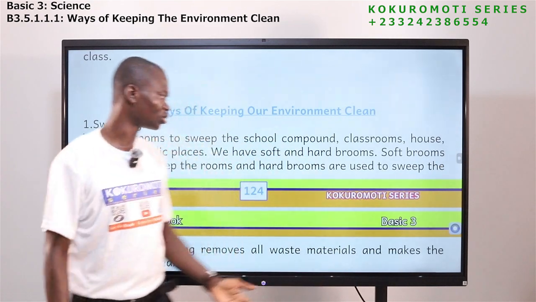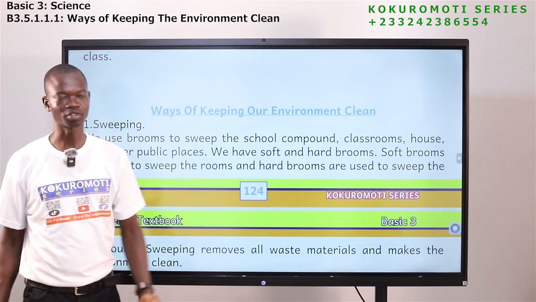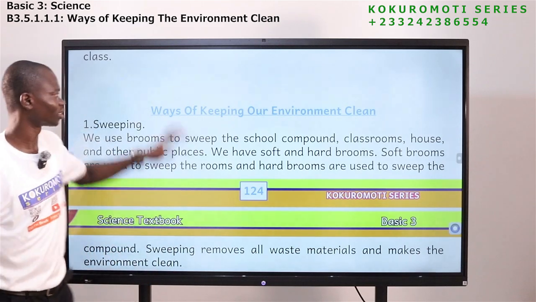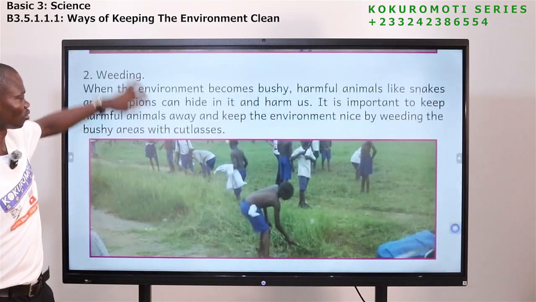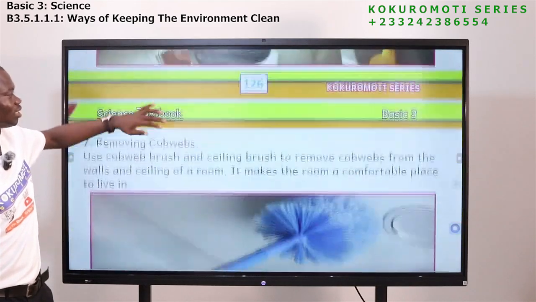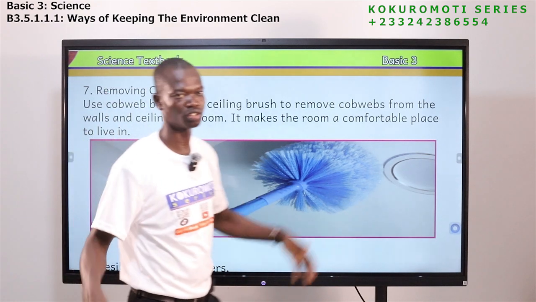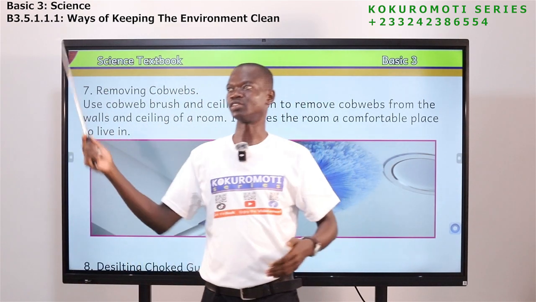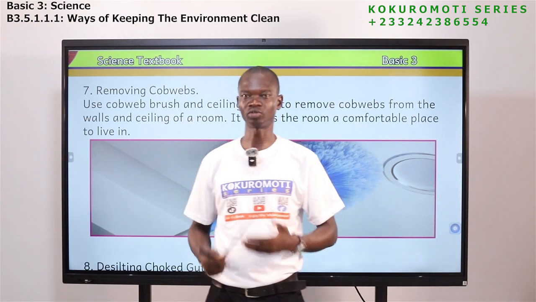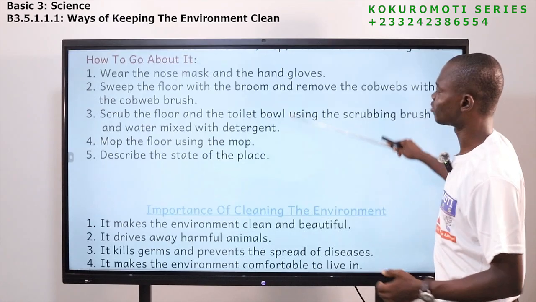What again do we use? We use scrubbing brush. The scrubbing brush is used for scrubbing what? Our cemented floor. We also use mop. Mop is also used to clean the floor. What else did we mention? I've mentioned cutlass for weeding, scrubbing brush, mop, duster, and then toilets. These webs, if you have cobwebs in your room, in your house, wherever you see cobwebs, please remove them. If you do that, you keep your environment clean. So these are some of the things that we can do to keep our environment clean.